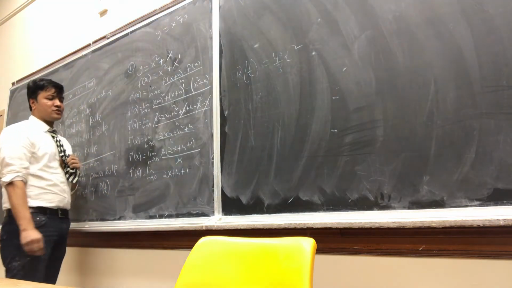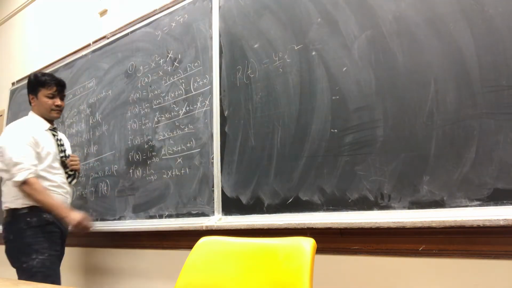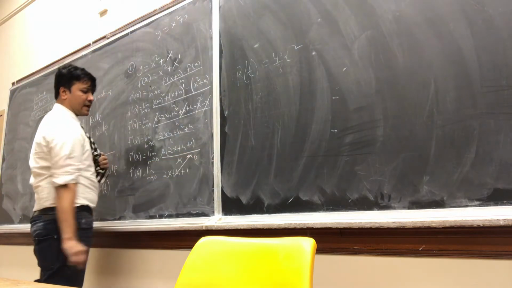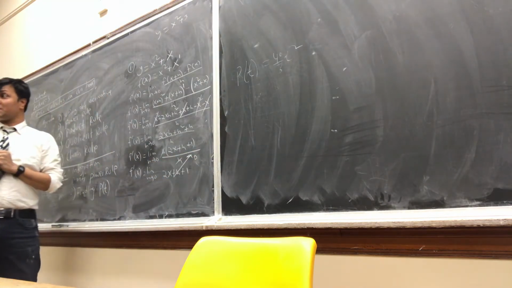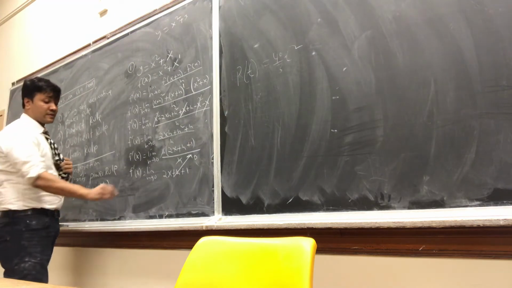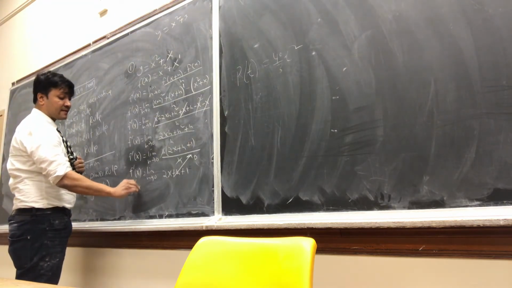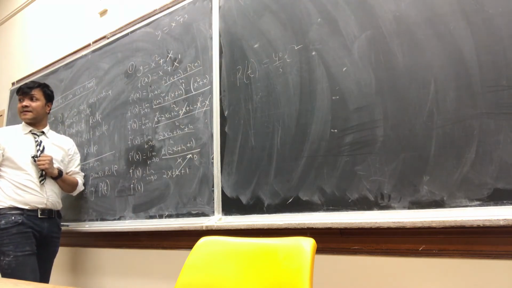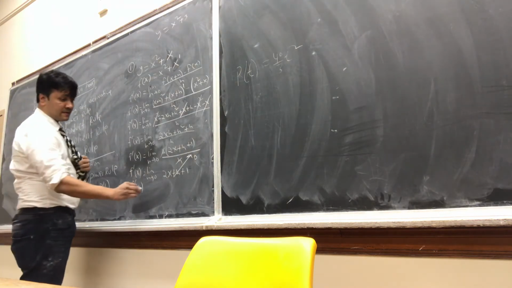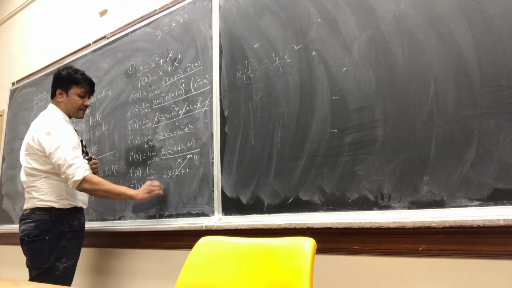Okay, what should I do now? Take the h to 0. And then what should I write? F prime of x. Everybody should say that, not just one person. F prime of x is 2x plus 1. And that's the answer.